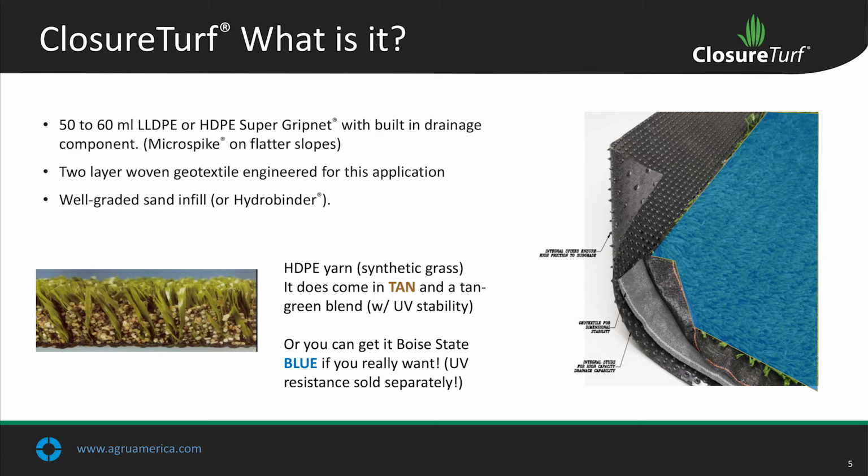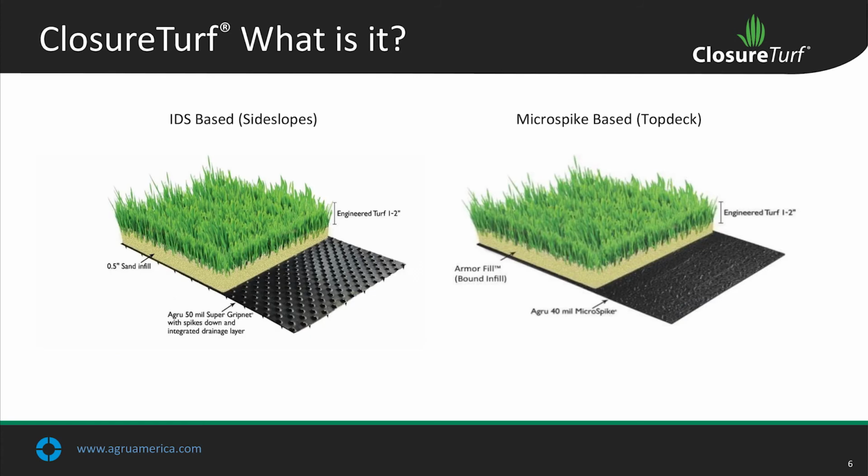And then the yarn itself, the synthetic grass, is high-density polyethylene. It does come in tan and a tan-green blend with UV stability. But if you want, you can get it in Boise State blue. UV resistance sold separately.